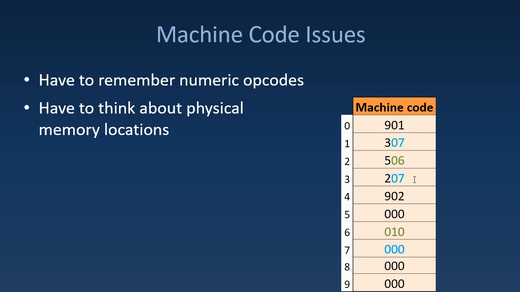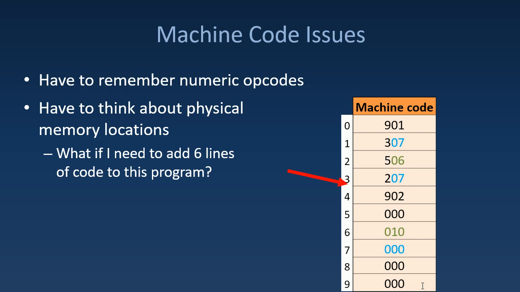We have to manually figure out where in memory I want to put something. So I am trying to store a value to location 7 and then later subtract it. I have to kind of plan out exactly the numeric address where that piece of memory is going to be.